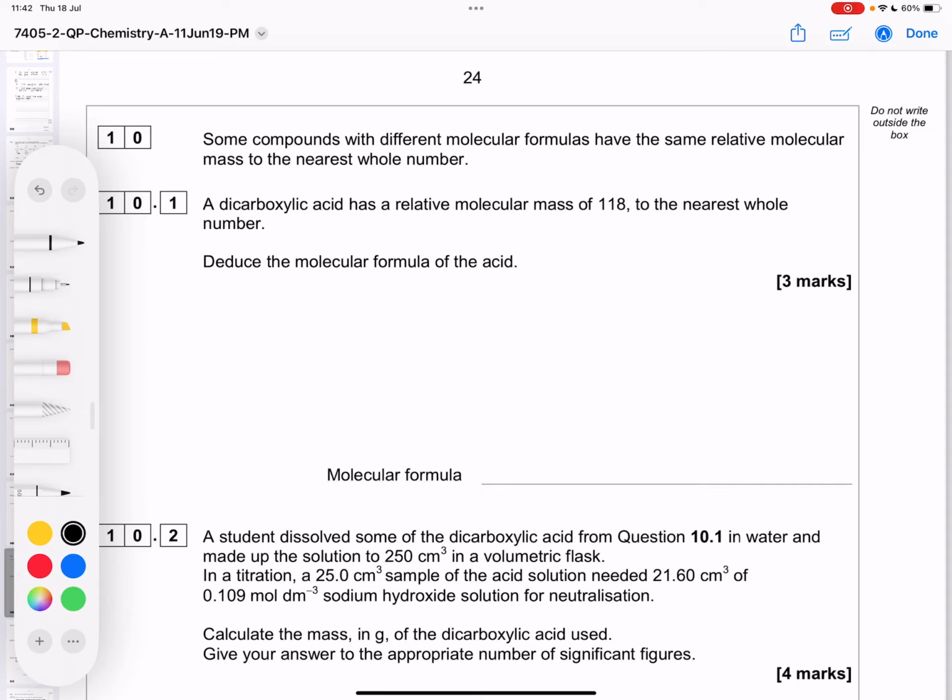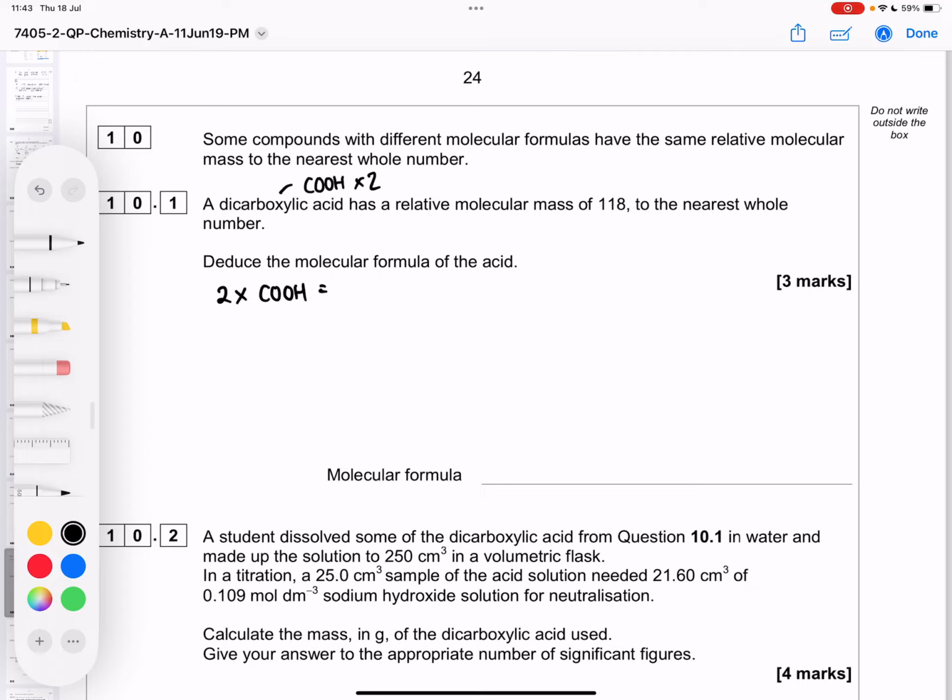Some compounds with different molecular formulas have the same relative molecular mass to the nearest whole number. A dicarboxylic acid, so we have two of these, has a relative molecular mass of 118 to the nearest whole number. Deduce the molecular formula.